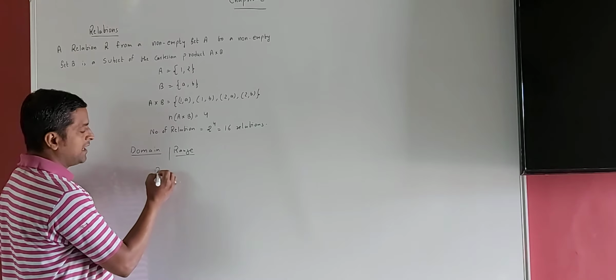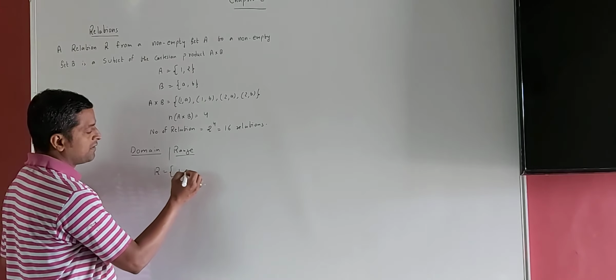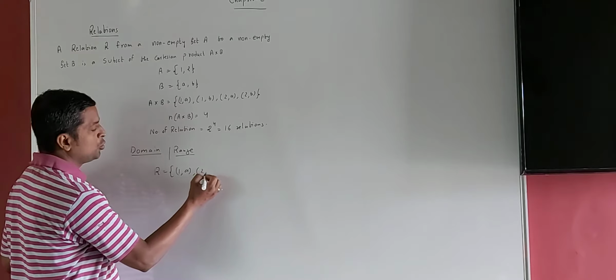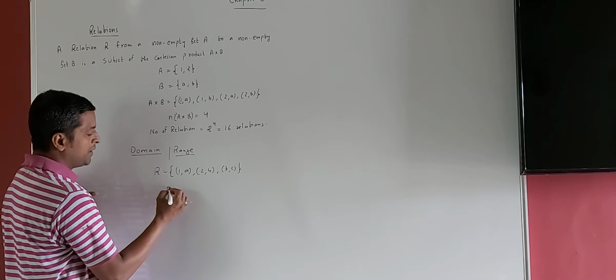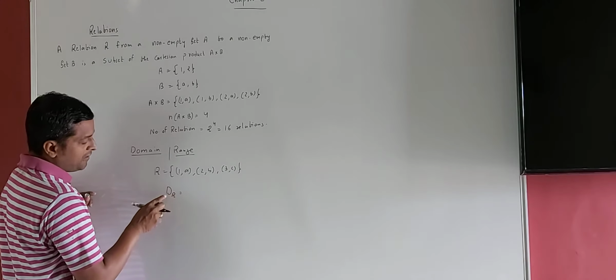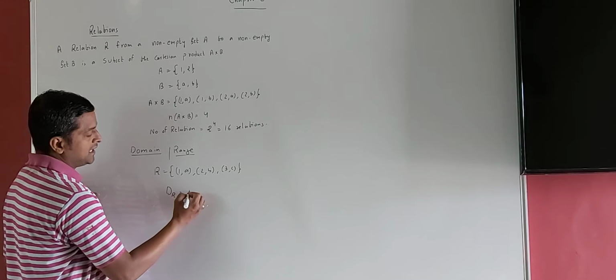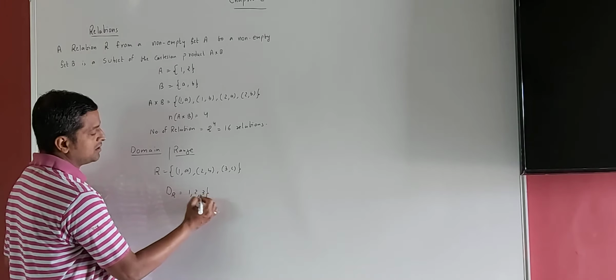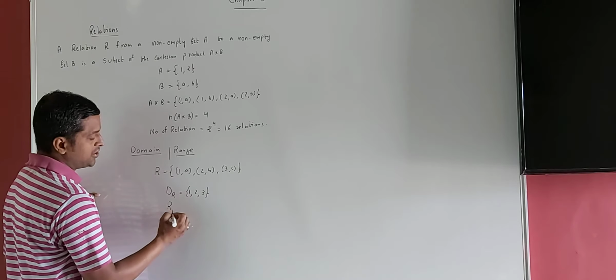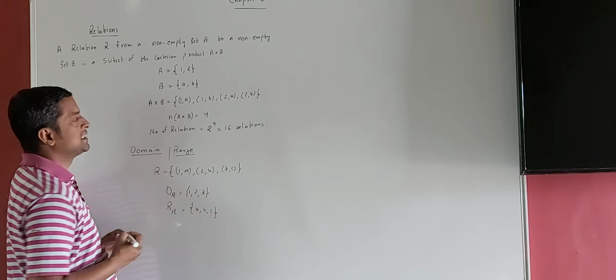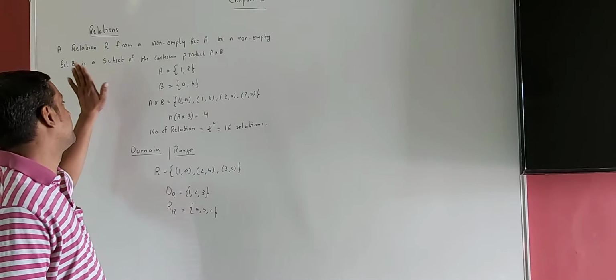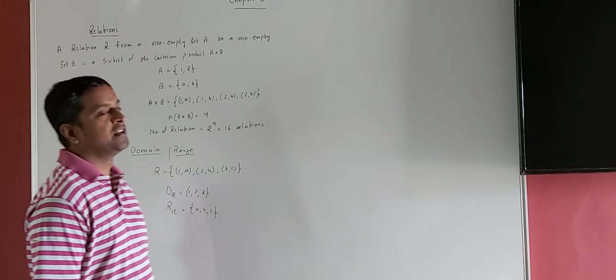Like suppose we have written the relation R as (1, a), (2, b), suppose (3, c), like that. If I ask you the domain, so D of R means the domain of relation R. That is nothing but 1, 2 and 3. Now if I ask you the range, that is nothing but a, b and c. So in the second exercise we have to deal with these three topics: relation, domain and range.